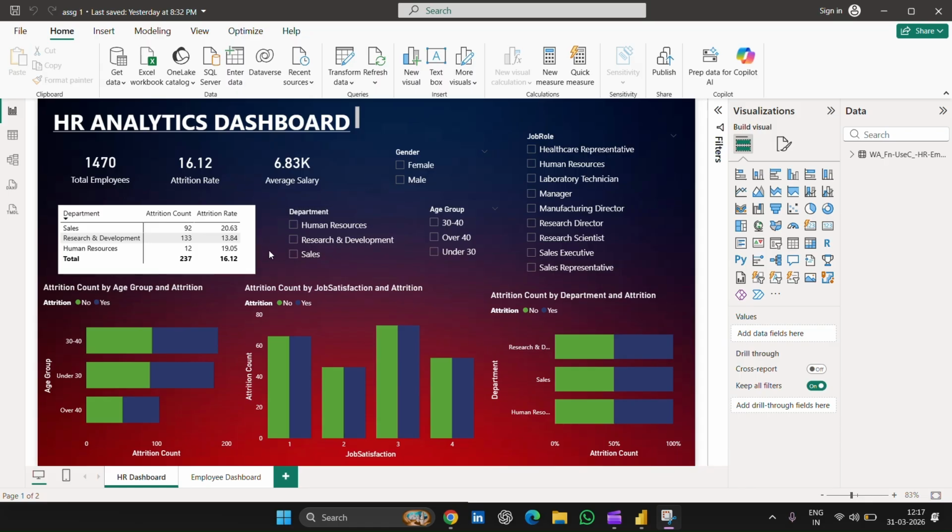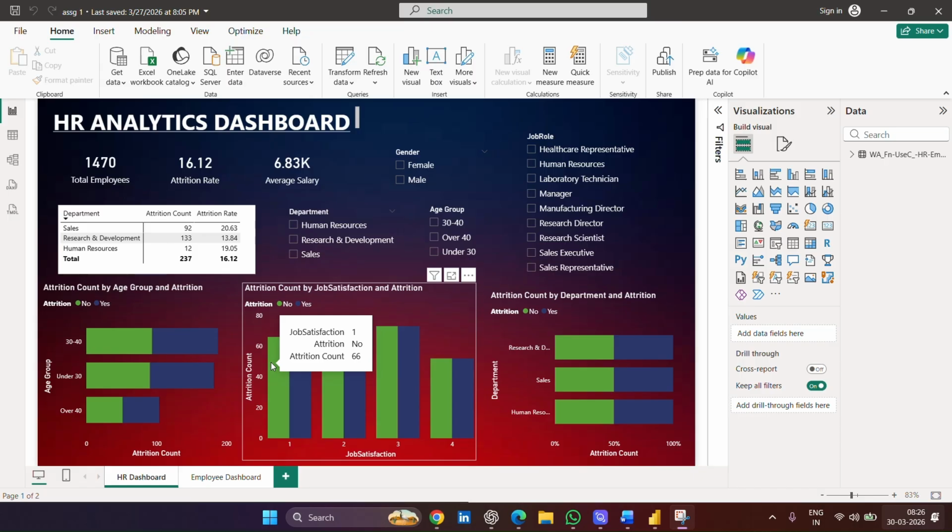Next, I have taken three charts here: attrition count by age group, attrition count by job satisfaction, and attrition count by department. In attrition count by age group, this chart analyzes attrition based on age groups, where employees aged 30 to 40 and under 30 show higher attrition, whereas employees above 40 show lower attrition. So this graph suggests that younger employees are more likely to switch jobs, possibly due to career growth opportunities or job dissatisfaction.